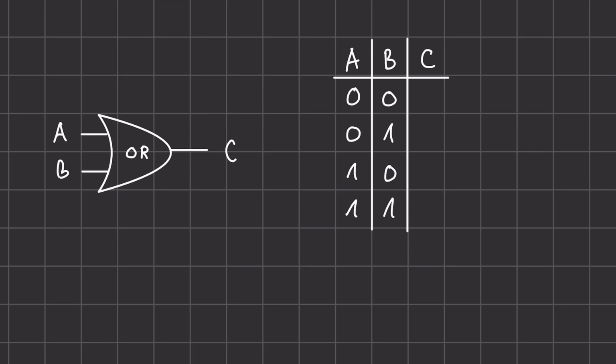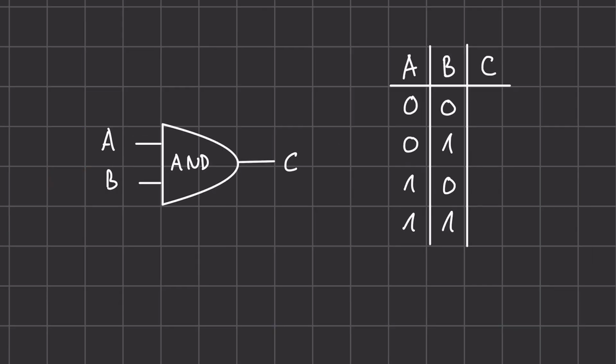This means that for the inputs A and B, so these two inputs here, both being 0, the output C will also be 0. Moving on, having B be equal to 1 means that at least one input is 1, and our output would be 1. The same is true for the inputs A being 1 and B being 0. We again get 1. And for the input A equal to 1 and B equal to 1, our output is also 1, because at least one of the inputs is 1.